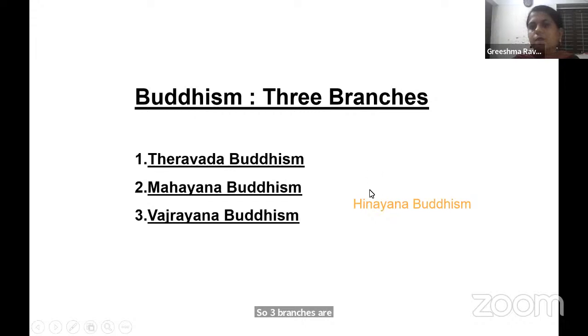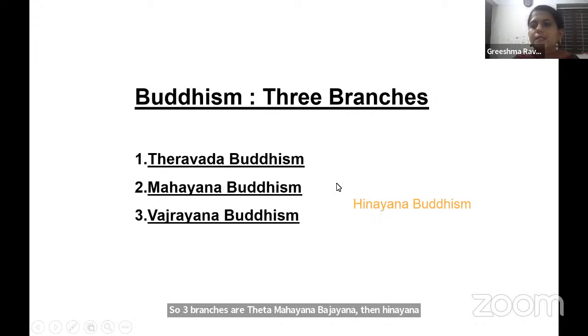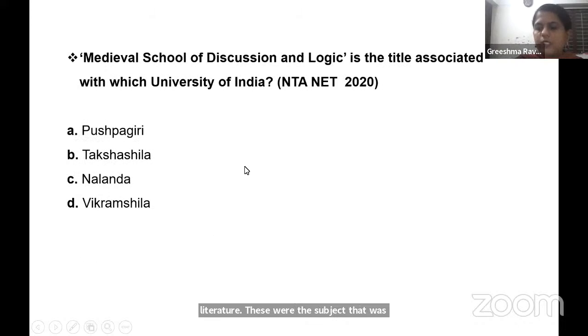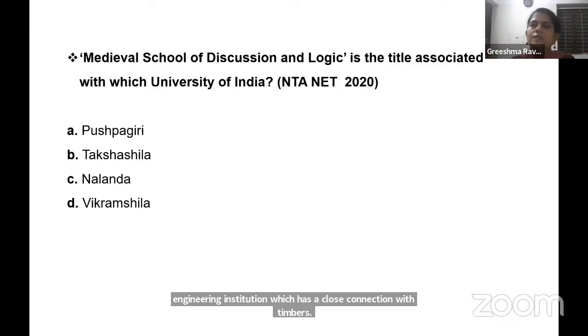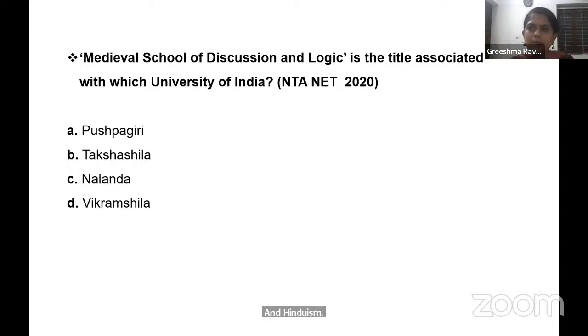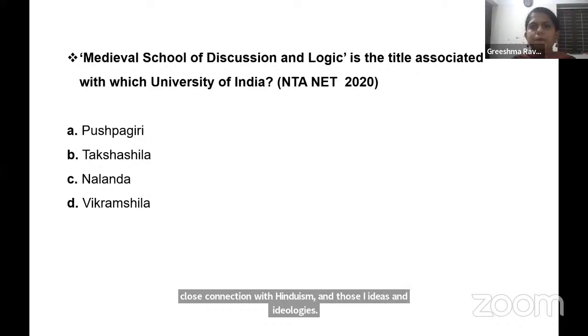Then Hinayana Buddhism is also there as the lesser vehicle, and Mahayana Buddhism was the main vehicle of the institution, that means a temple-related education center, we can say. We have discussed that temples used to impart religious education. We explained those ideas, no? So this is also an ancient institution which has a close connection with temples and Hinduism, and those ideas and ideologies. So that was the answer.